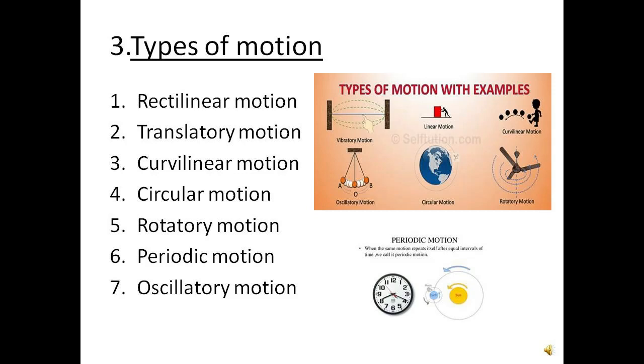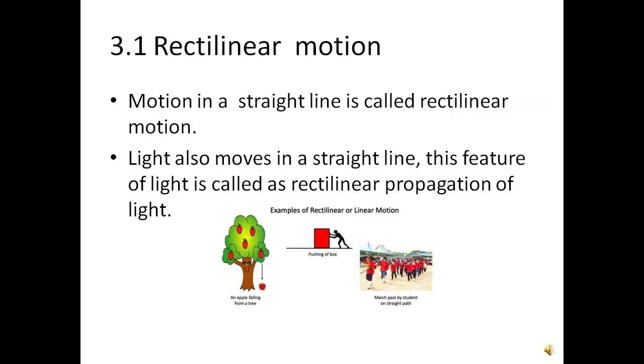The first one we will be covering is rectilinear motion. Motion along a straight line is called rectilinear motion. Light moves in a straight line. This feature is called rectilinear propagation of light. This is just an example. You can see some more in the image.